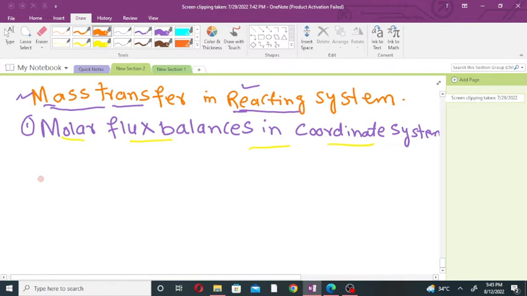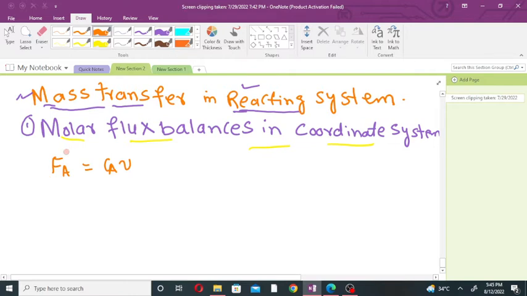In the previous chapters we have already discussed that the molar flow rate of component A is denoted by Fa, and the molar flow rate of component A is related to the concentration of component A by Fa equal to Ca times the volumetric flow rate. So the molar flow rate of component A is equal to the concentration of component A times the volumetric flow rate.